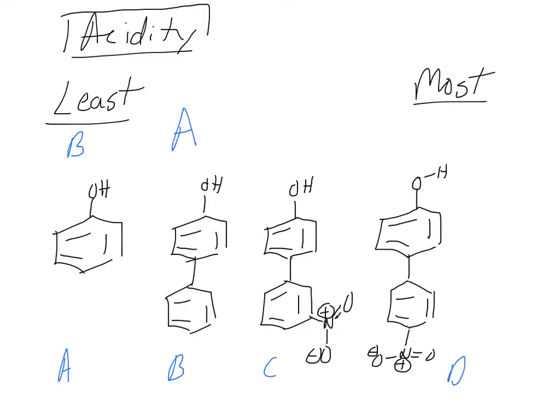Now what are we stuck with? Now we're stuck with C and D. How are we going to differentiate these guys? We can either look at the starting material resonance structures or the product resonance. What do you guys want to look at?